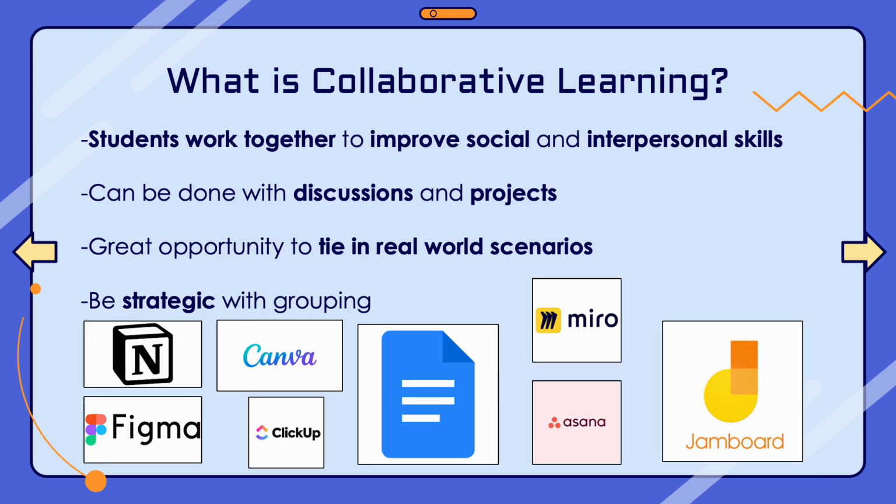The final strategy is collaborative learning. This learner-centered approach asks students to work together, which improves their social and interpersonal skills. These collaborations can be done through discussions or can be done on larger projects on collaborative online platforms. This approach is a great way to tie in real-world problems, events, or activities, like I mentioned before, but make sure these are relevant to your students' interests. It's also a great way for students to participate in groups with like-minded individuals and grow their interpersonal skills.